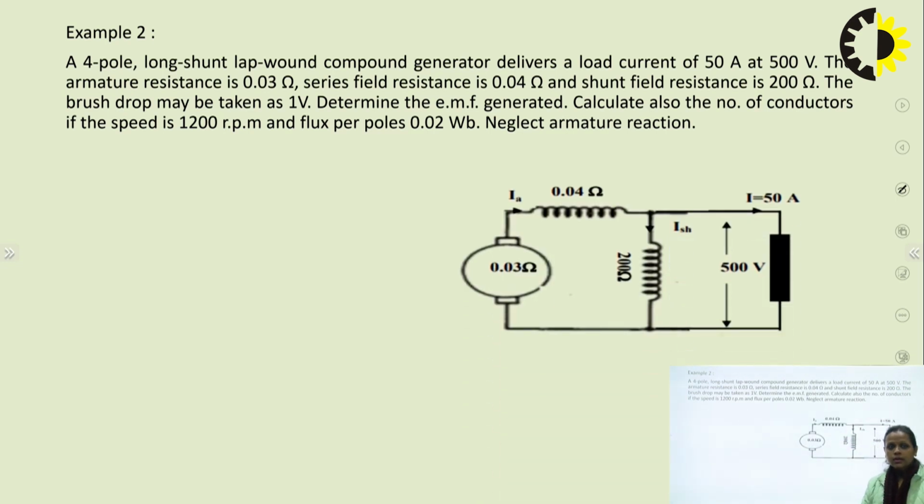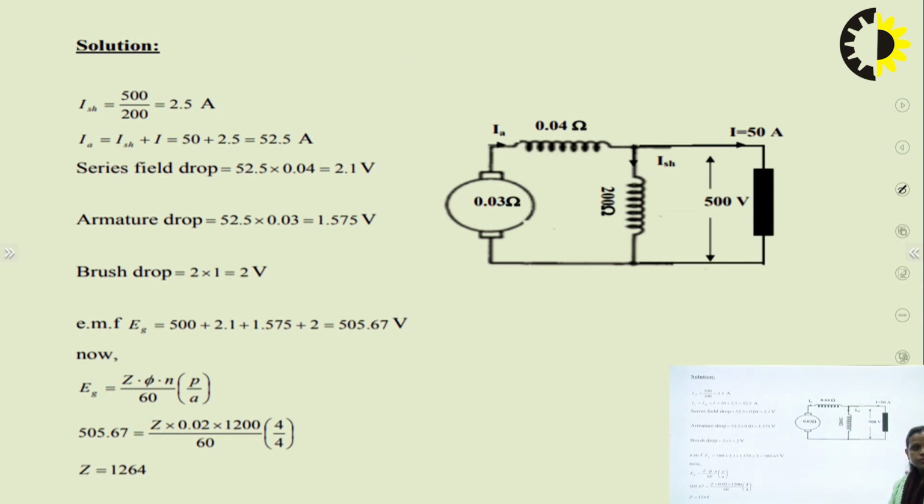So this is the required circuit. This is the long shunt compound, long shunt lap wound compound generator here. If you solve, you can find ISH as 500 by 200. So ISH, this is the voltage, 500 by 200, you will get 2.5 ampere.